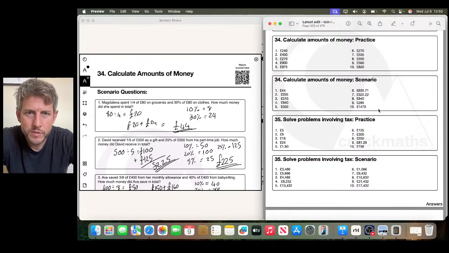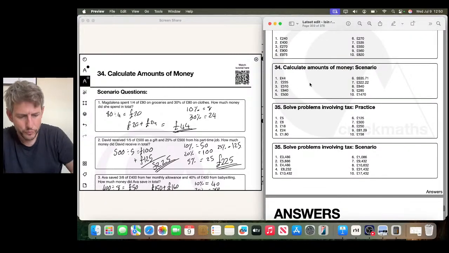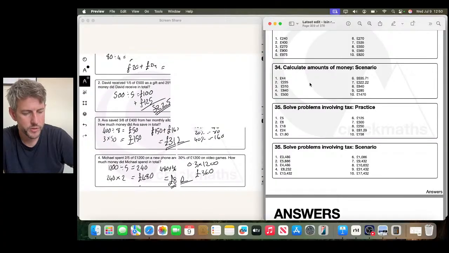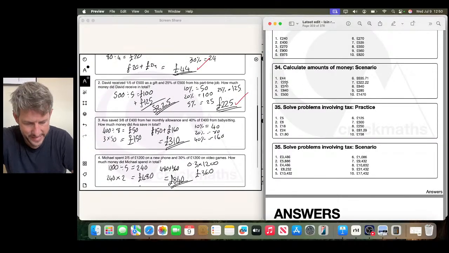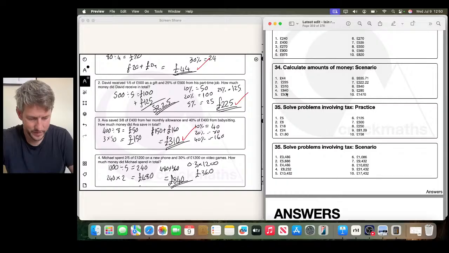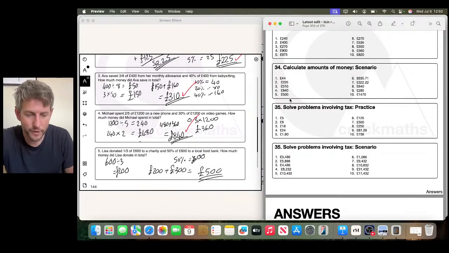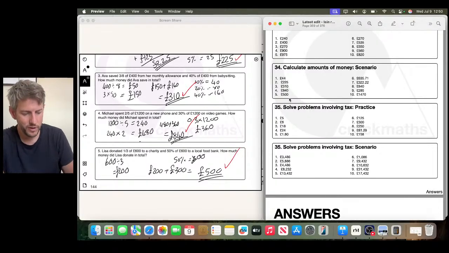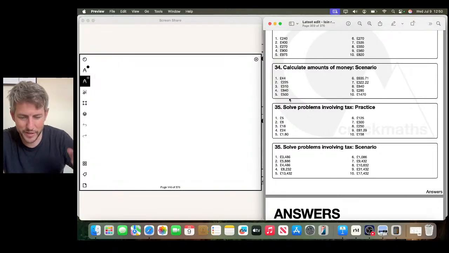Scenario questions. Okay, £44, yes. £225, yeah. £310, yeah. £840, yeah. And £500, perfect. Right, okay, nice to be in agreement.